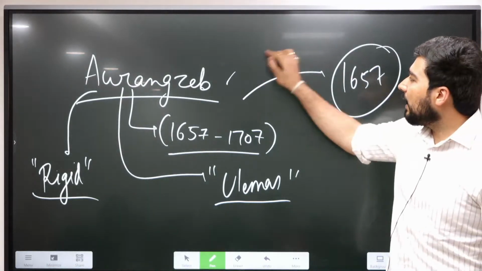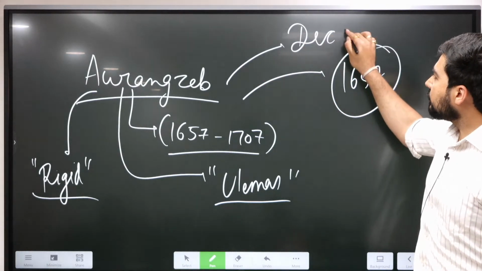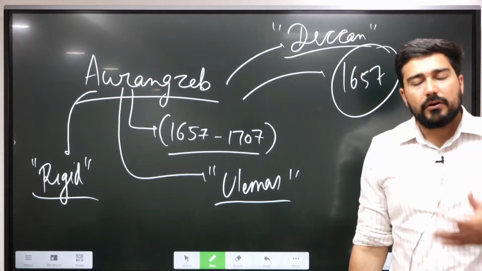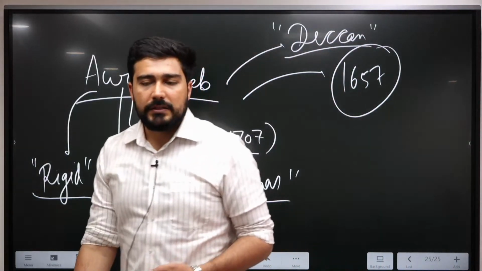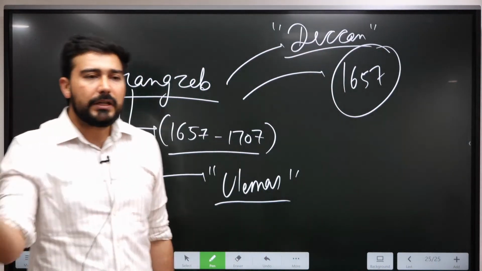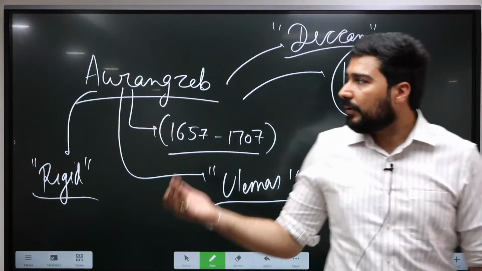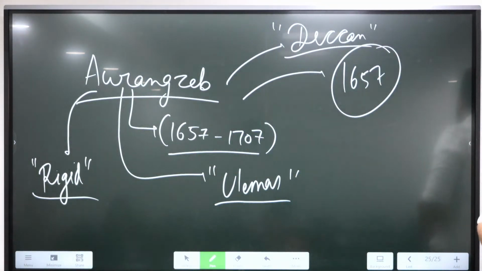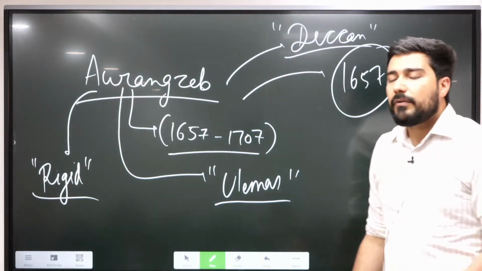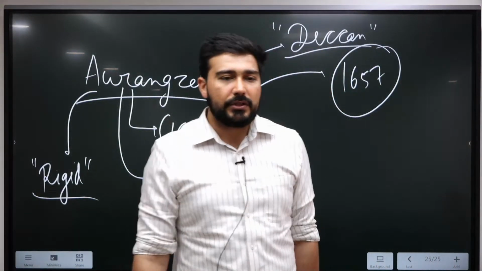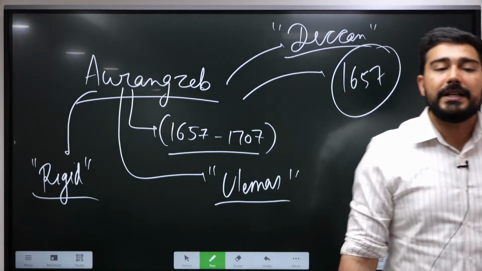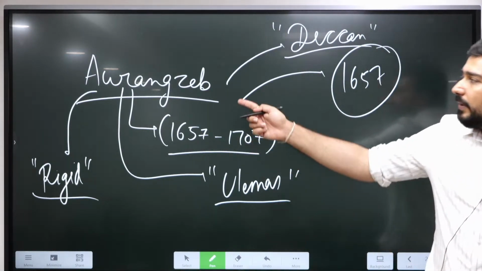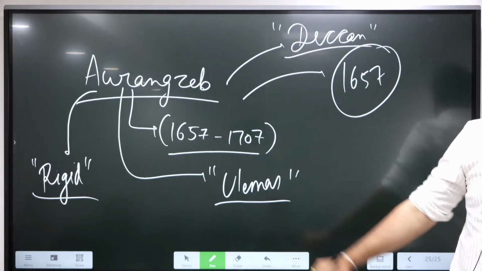Similarly, he tried to expand the Mughal Empire towards the Deccan. He conquered the state of Bijapur as well as Golconda. So all the Deccani states were eventually finished off by Aurangzeb by 1687. And then he committed one of the blunders, that was the execution of Shambhaji in 1690. That's why the Marathas became completely against Aurangzeb.